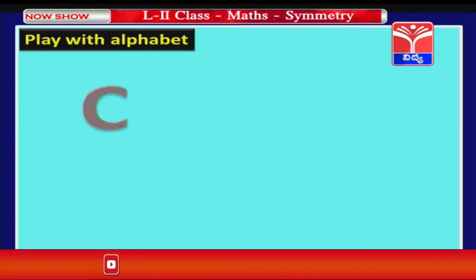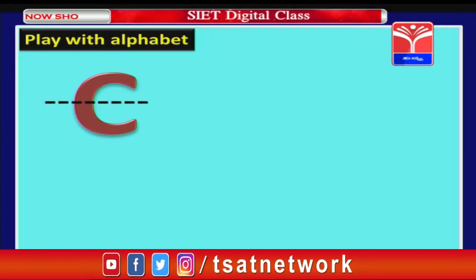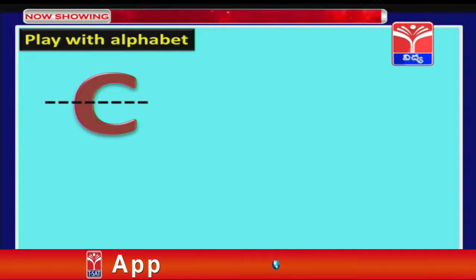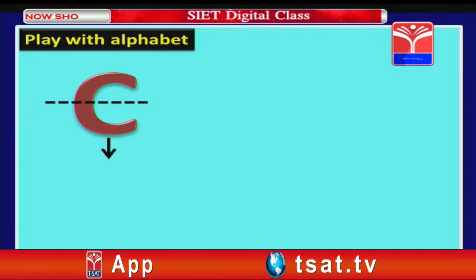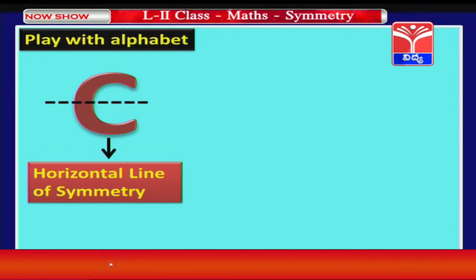Now, let us move on to our next alphabet, children, that is C. Let us draw a horizontal line and fold across this line. What do you notice on folding this? Yes, you are absolutely right. It is symmetric. So, this is the horizontal line of symmetry.